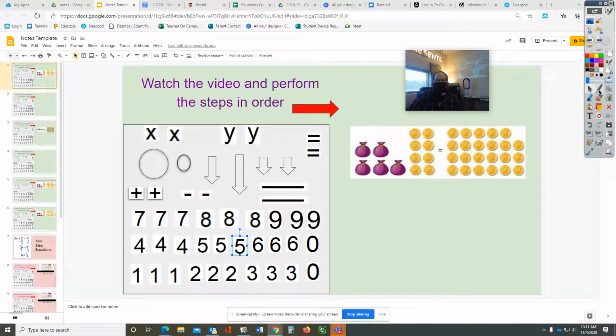Okay, so here's what we're going to do. We're going to be making an equation for this scenario right here. We're going to turn these pouches and coins into an algebraic equation. Now, what we need to remember is that we're going to take each of these pouches, turn them into the variable x, and then your coins over here are just going to remain the same.